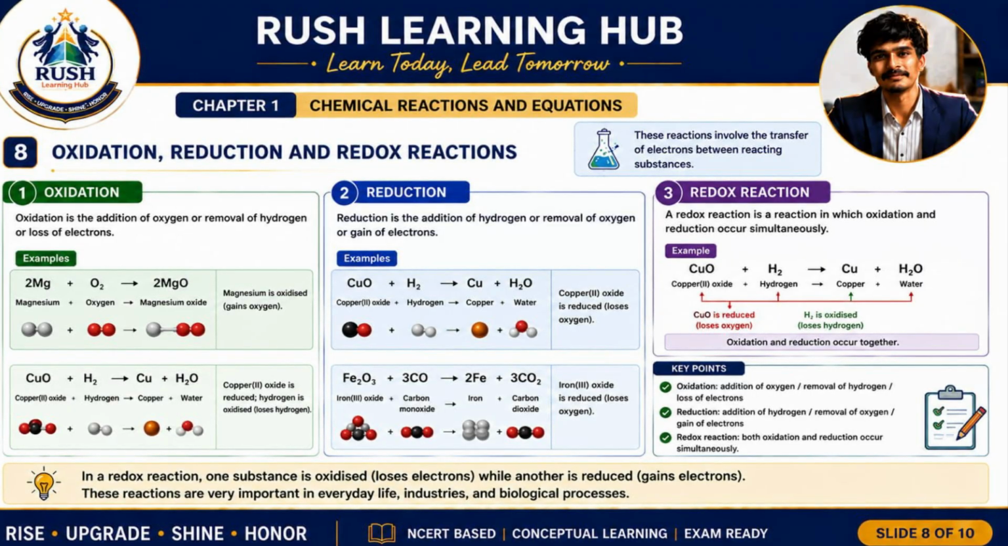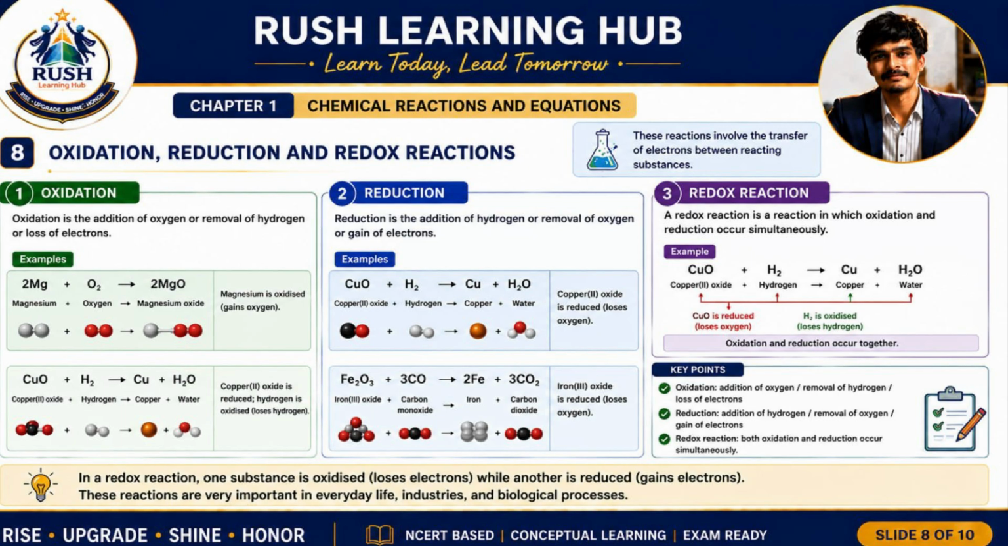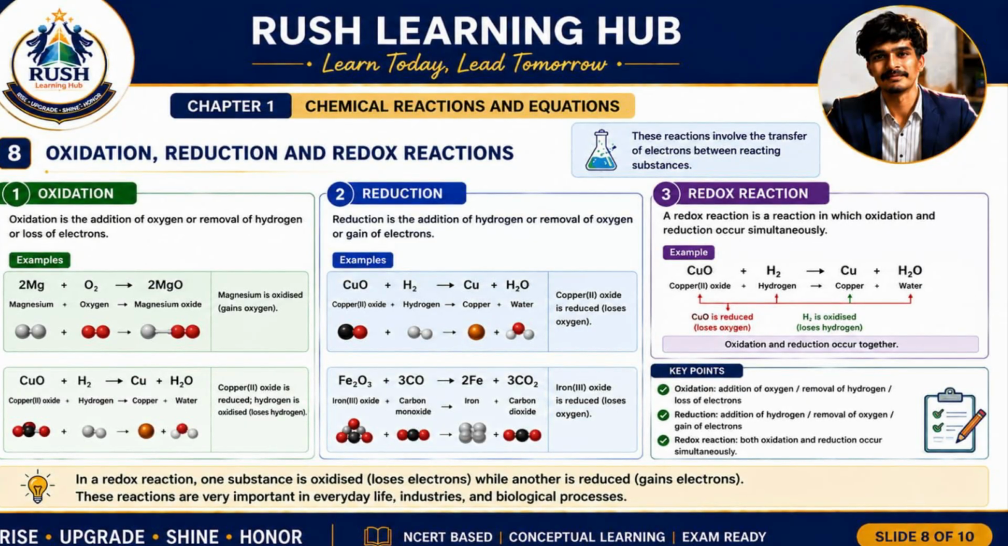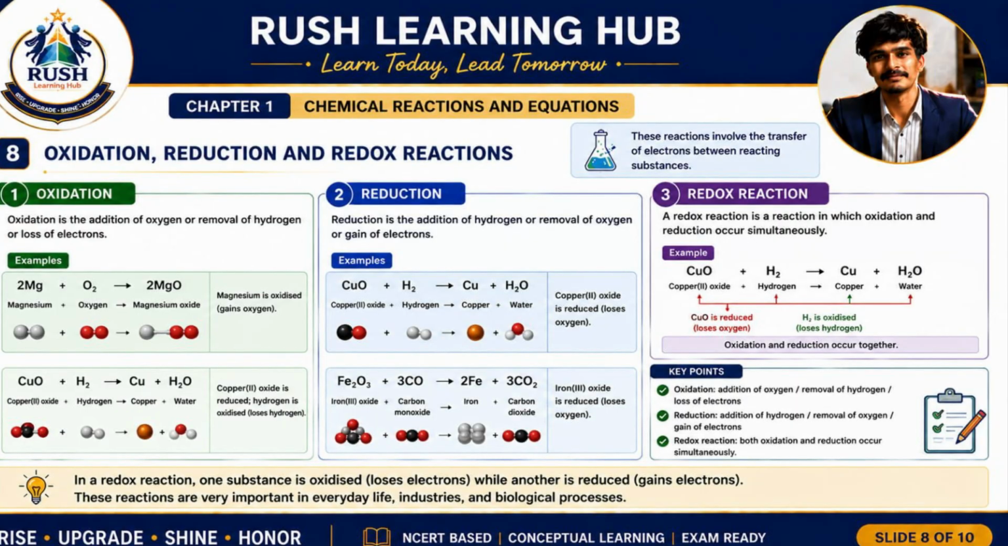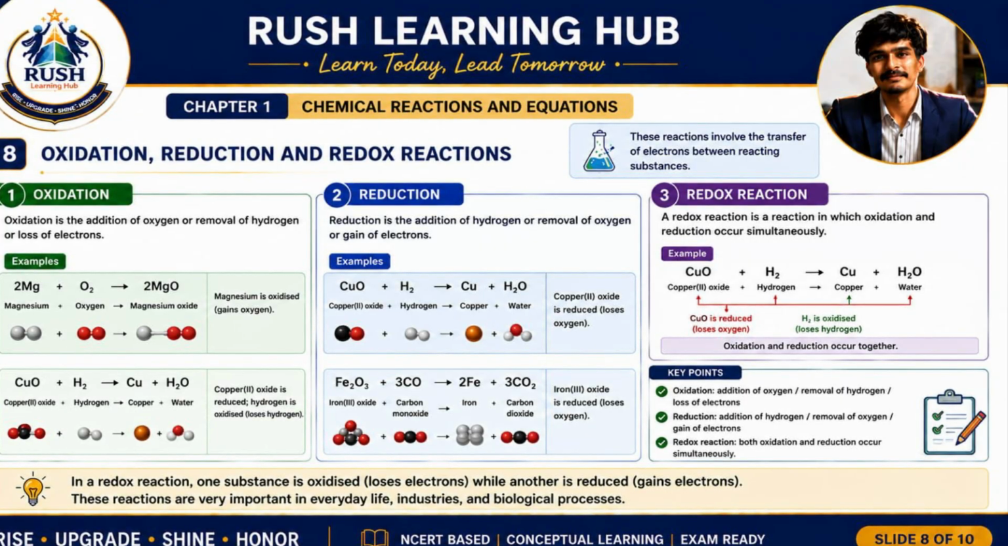Next, let's understand reduction. Reduction is the addition of hydrogen, the removal of oxygen, or the gain of electrons by a substance. Consider the reaction between copper oxide and hydrogen. Copper oxide reacts with hydrogen to form copper and water. In this reaction, copper oxide loses oxygen and becomes copper. Since oxygen is removed, copper oxide is reduced.